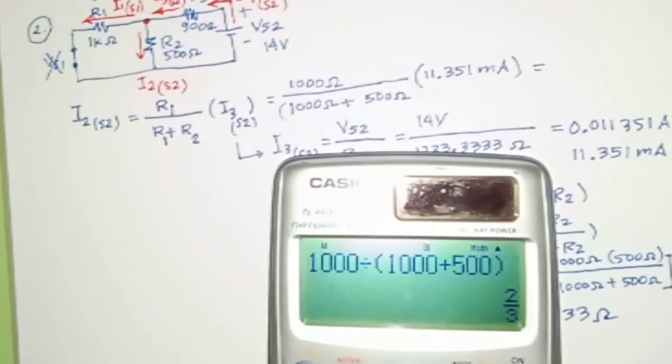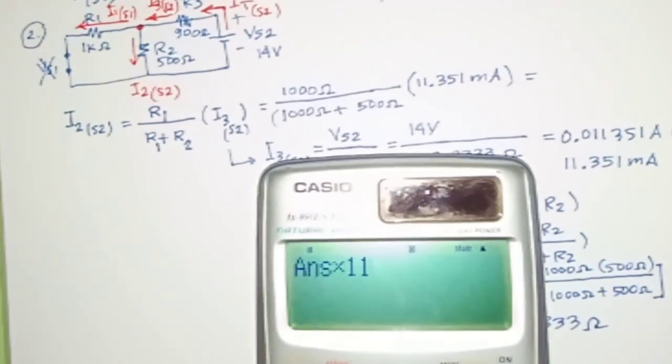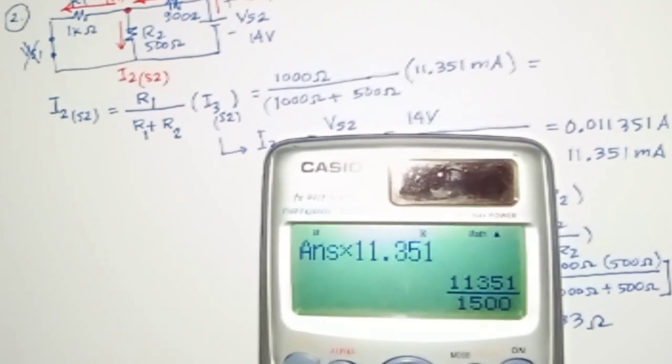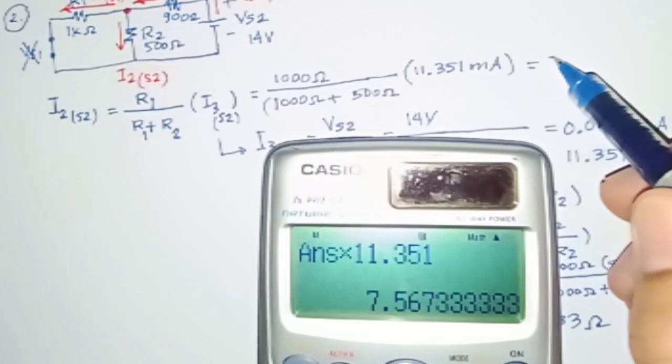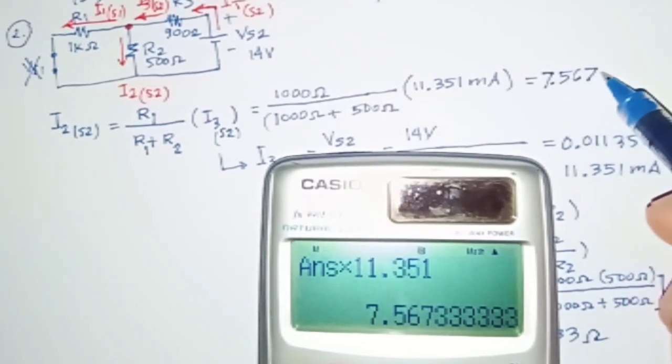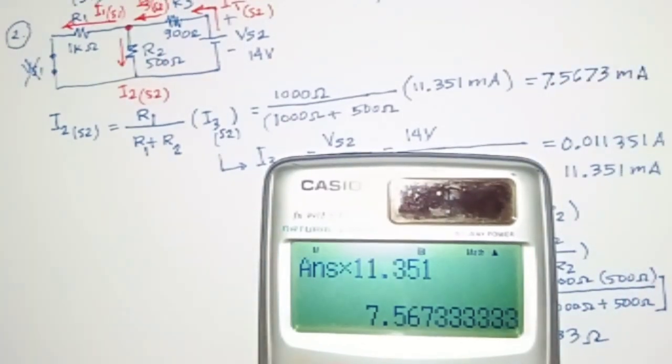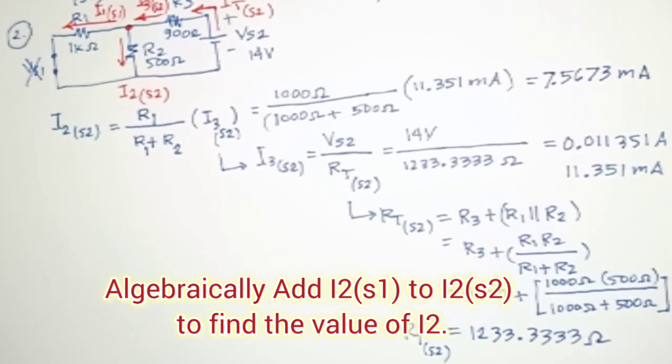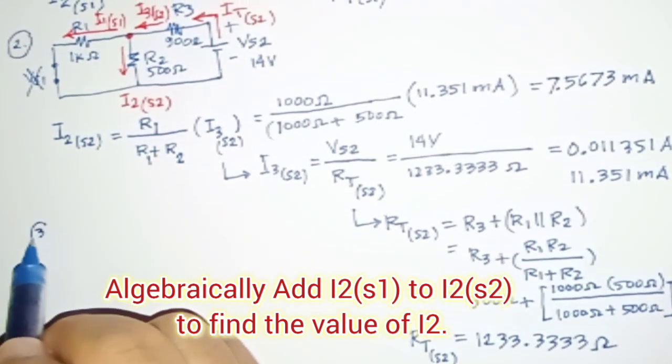Be careful in using the calculator, especially when you have parentheses, because you might get an error when you get the answer. So my answer is 7.5673 milliamperes. That's our I2 S2.